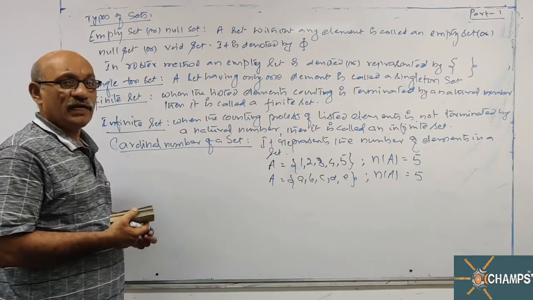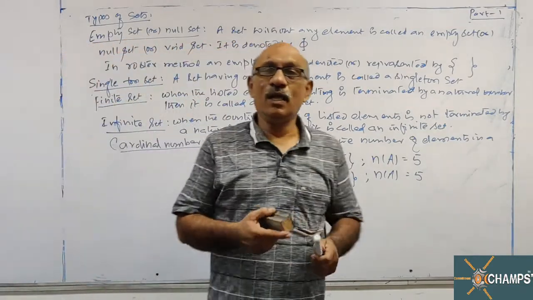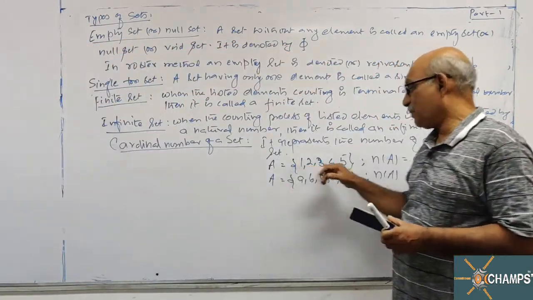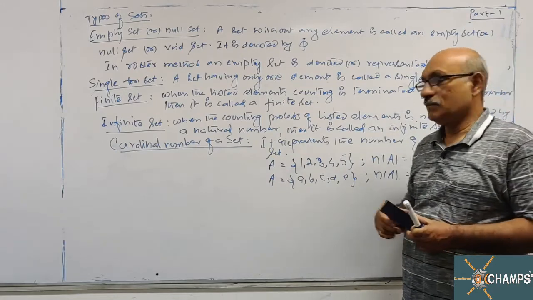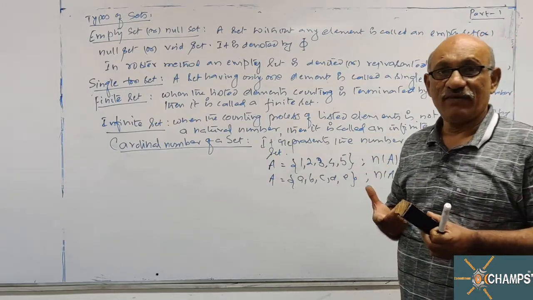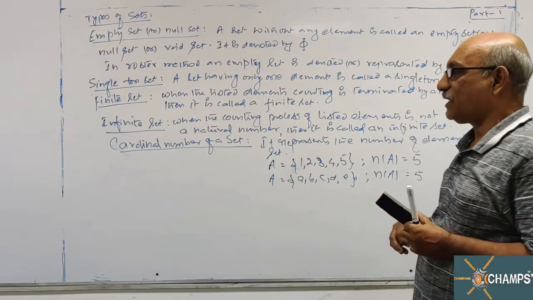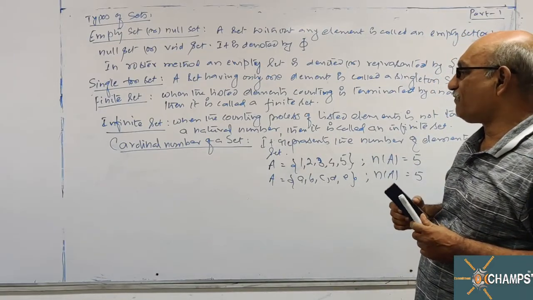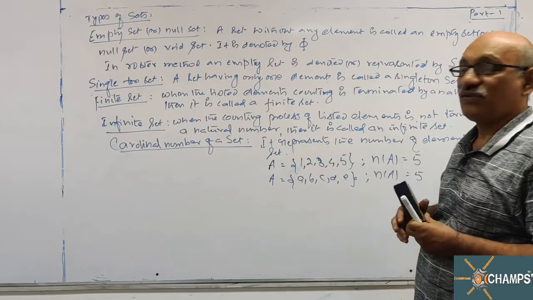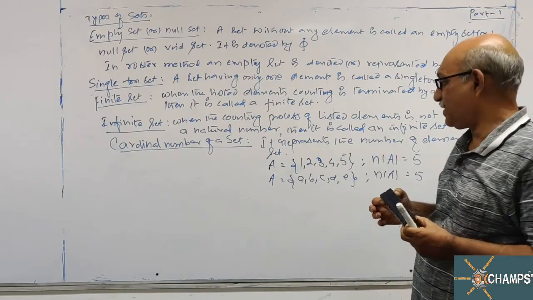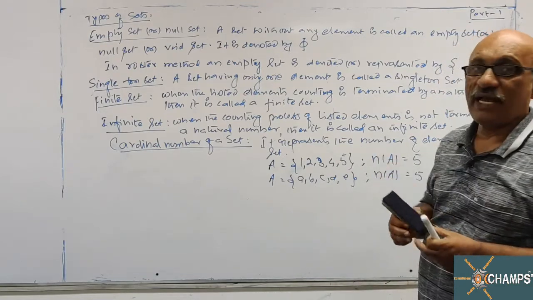What is meant by cardinal number of a set? When we are representing the elements in a set and I raise the question of how many elements it is having, the answer to this question is called its cardinal number. So cardinal number of a set will always represent the number of elements in a set. It is denoted by n(A).